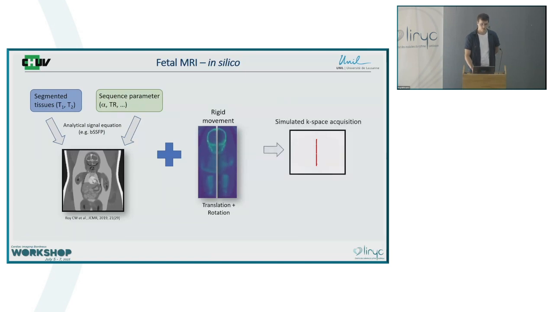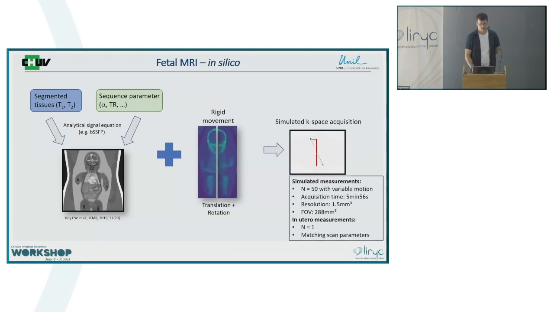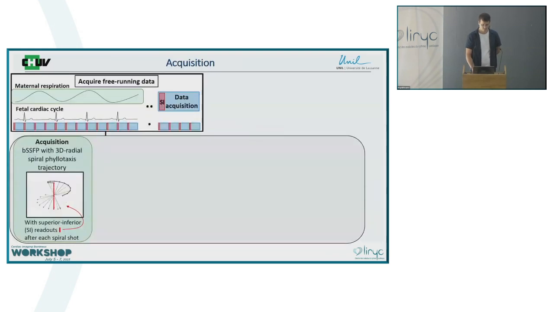The simulated k-space acquisition was a 3D radial phyllotaxis trajectory and took around 6 minutes to get an isotropic resolution of 1.5 millimeter cubed and a field of view of 288 millimeter cubed. 50 datasets with variable motion have been created in this manner. And for the proof of concept, one dataset with the matching scan parameters has been acquired in utero. To walk you now through the whole framework.